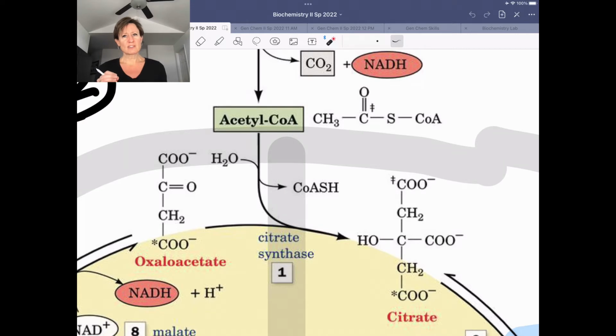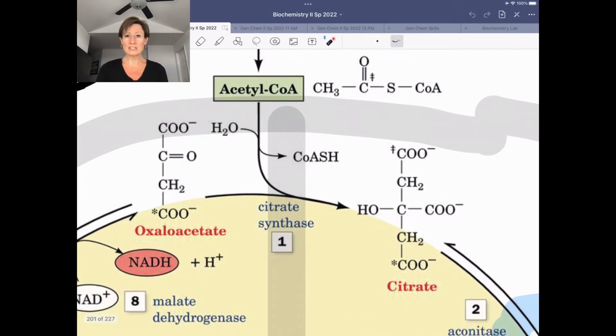So the start of the citric acid cycle is citrate synthase. We're going to take 4 carbons from oxaloacetate and 2 carbons from acetyl-CoA, and we're going to hook those together to make the 6-carbon citrate. We'll go through the details enzymatically of that step, but basically these 2 carbons from acetyl-CoA are going to combine with these 4 carbons from oxaloacetate.